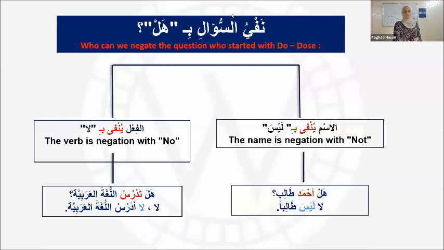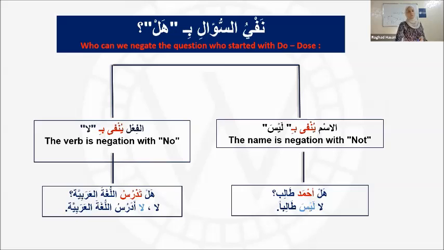مساء النور. كيف حالك؟ أنا بخير الحمد لله. هل تدرسين اللغة العربية؟ نعم أنا أدرس اللغة العربية. Or لا, أنا لا أدرس اللغة العربية. ممتاز. So لا, لا أدرس اللغة العربية, because أدرس is a verb and the negation for a verb is لا. ممتاز, شكرا جزيلا.